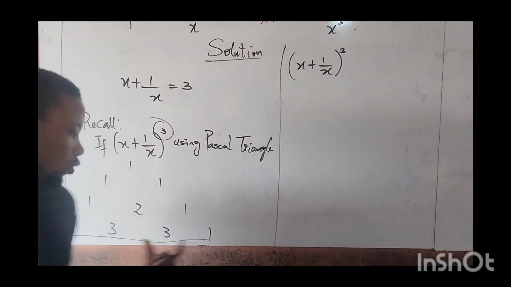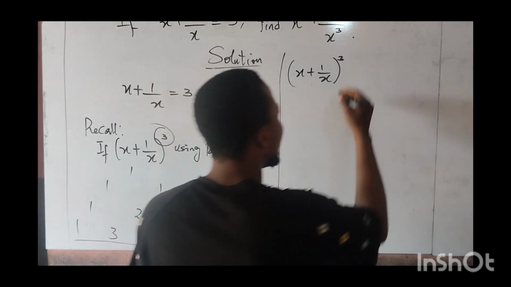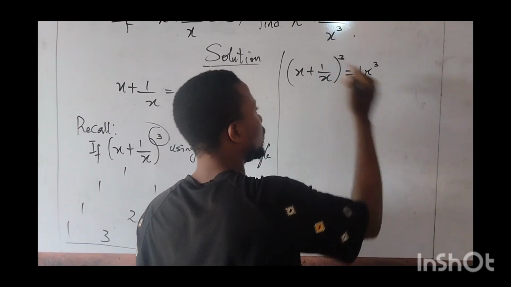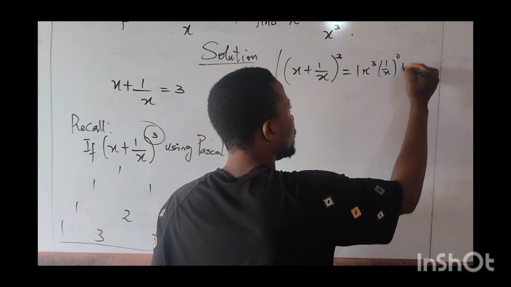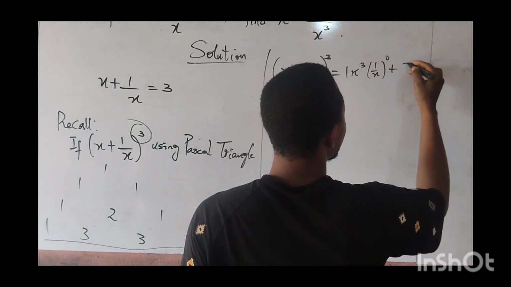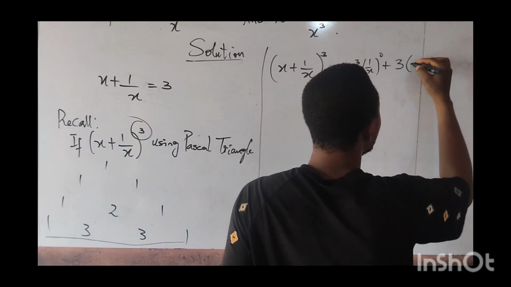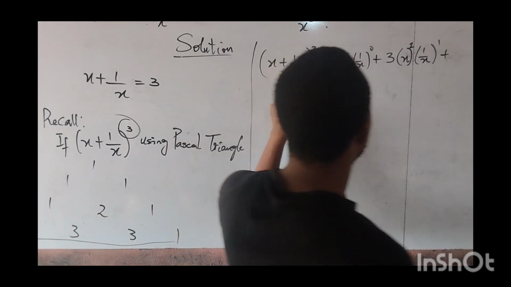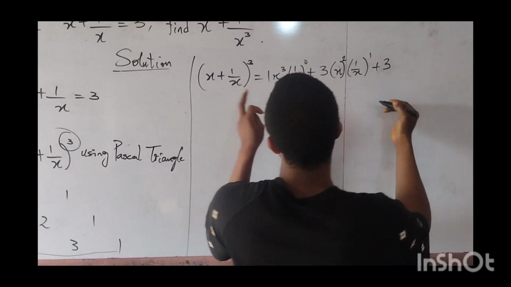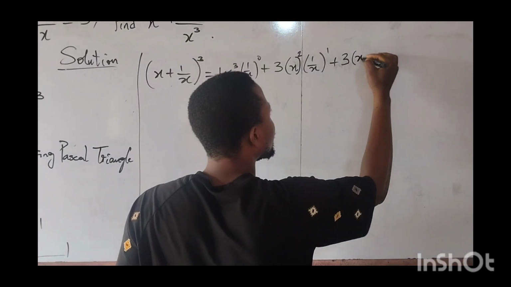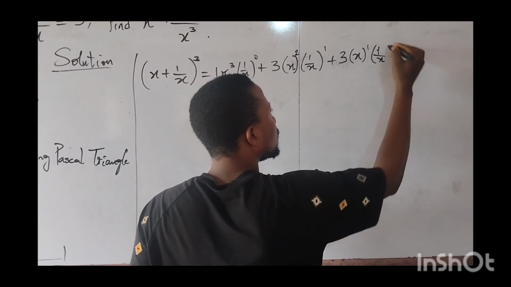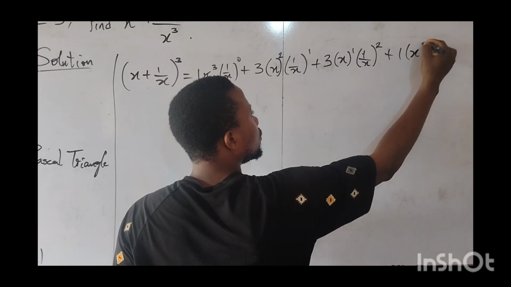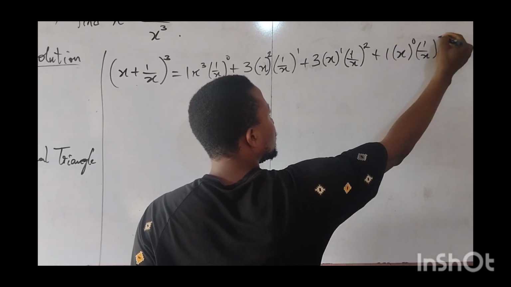If we expand this using these as our coefficients, we are going to have 1 times s raised to power 3, this one raised to power 0, plus 3 times s raised to power 2, this one raised to power 1, plus 3, that's the coefficient, s raised to power 1, this one raised to power 2, then plus the last one, which is 1, s raised to power 0, this raised to power 1, raised to power 3. Now, what do you notice there?